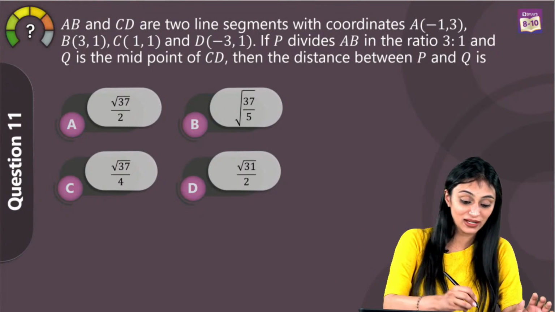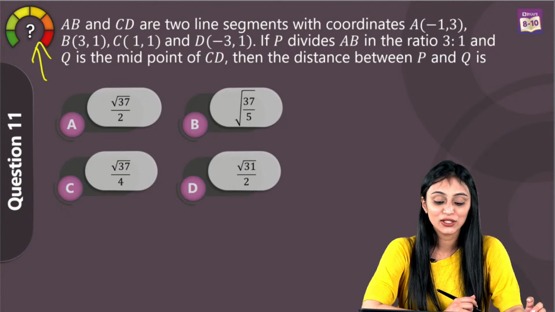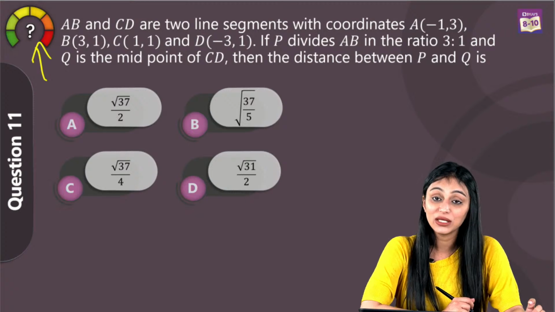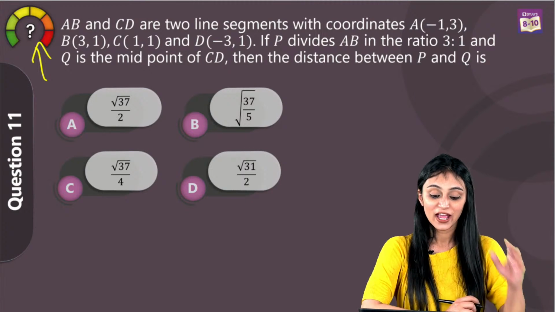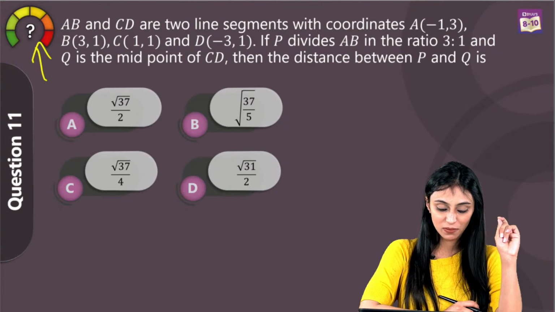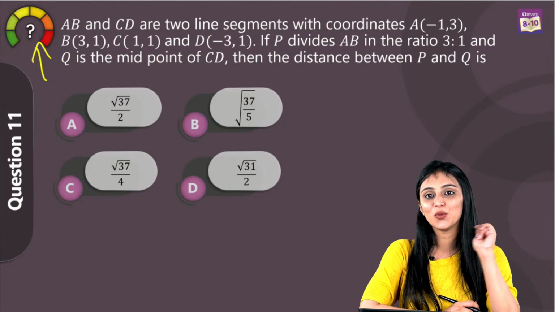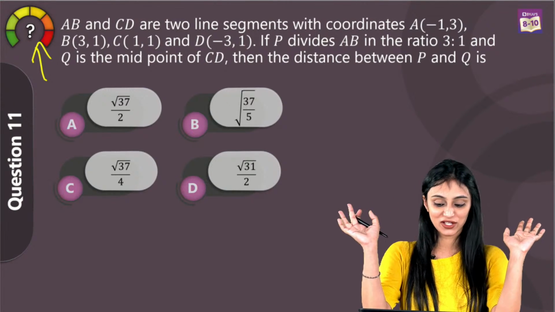That's question number 11, and this is a difficult one, right? So AB and CD are two line segments with coordinates A minus 1 comma 3, B 3 comma 1, C 1 comma 1, and D minus 3 comma 1. If P divides AB in the ratio 3:1, Q is the midpoint of CD, then the distance between P and Q is. Very long question, right?